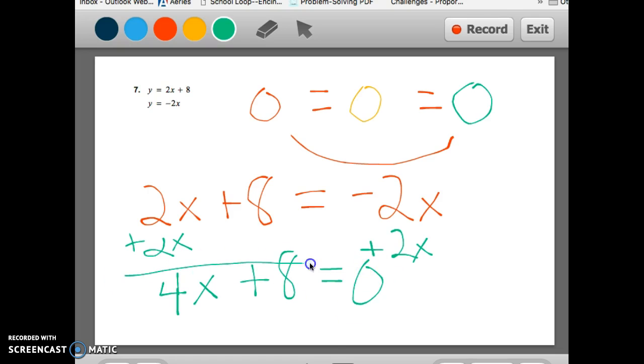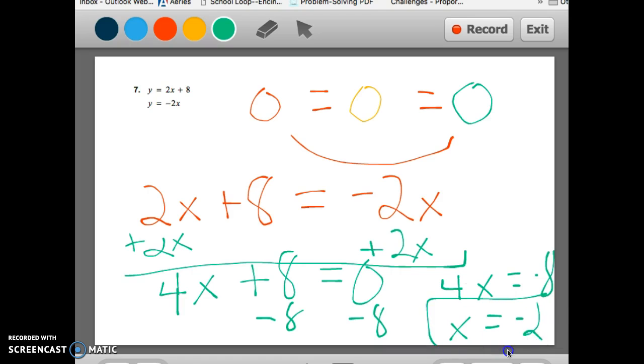So we filled this hole right there. And then we'll subtract the 8 from both sides. And 4x will equal -8. If 4x equals -8, then x equals -2. And if x equals -2 and y is -2 times x, well, -2 times -2 is 4, so y equals 4. So -2, 4 is our answer for this one.